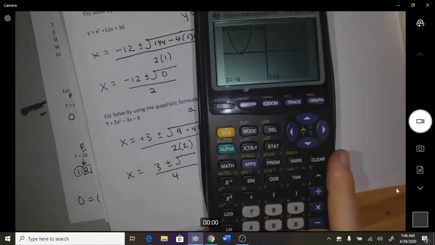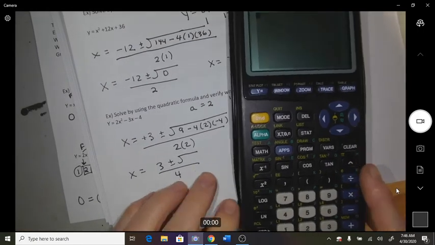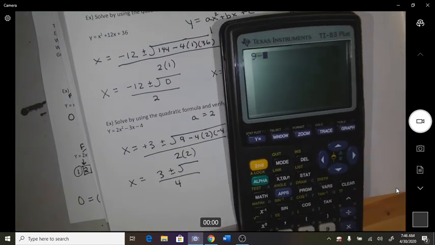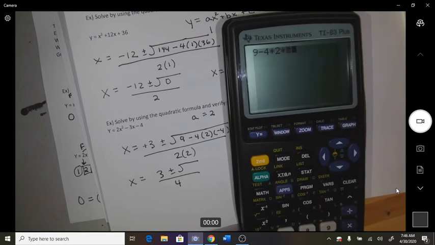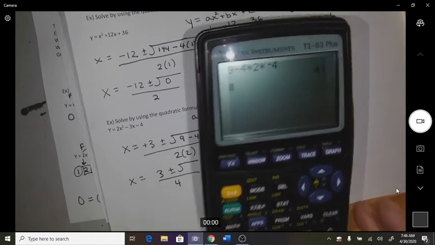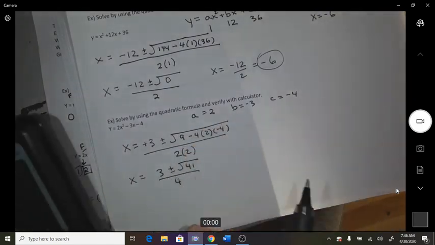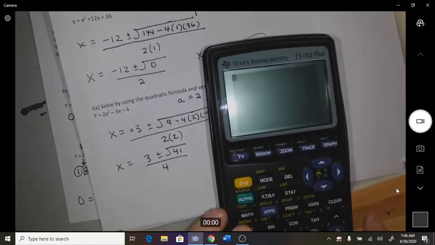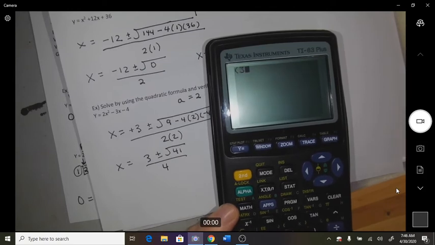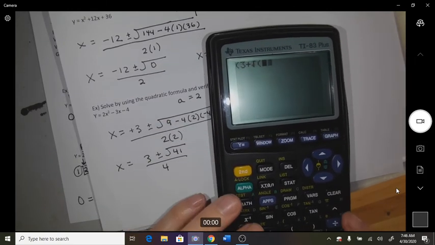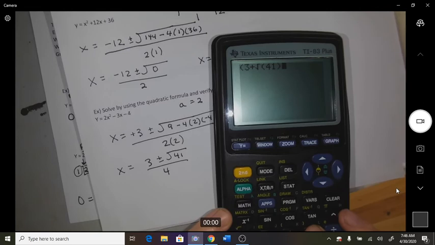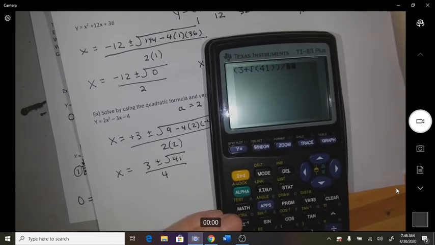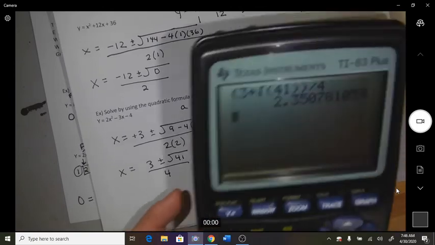Okay, now we're going to calculate what's under the square root. So 9 subtract 4 times 2 times -4 is 41. On the calculator, you need to make sure you put this top piece in brackets. 3 plus square root 41. I need 2 brackets on that, I guess. So that divided by 4 is 2.35.